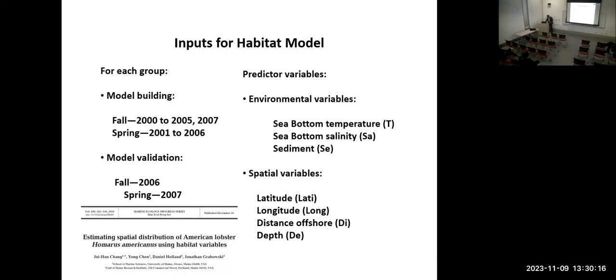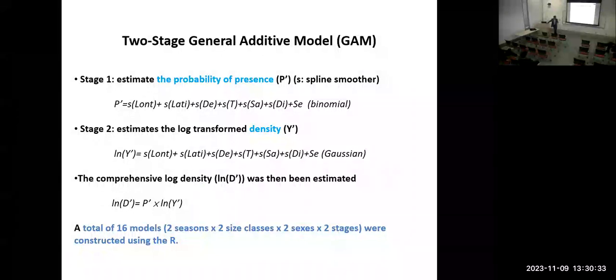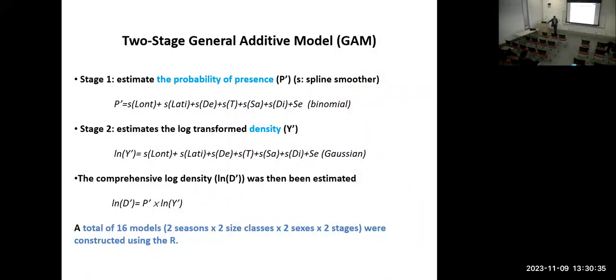In the model, and then we tried different models. And so this is the model that we use. We call it a two-stage general additive model. Stage one is basically looking at presence-absence. And then stage two, when they are present, we're going to look at their density. So that's a two-stage, and then you put it together.